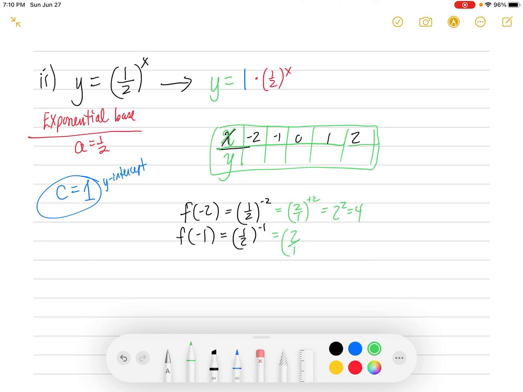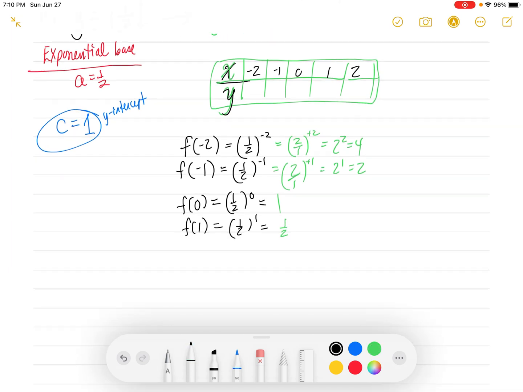Then we're going to find f of -1, which is 1/2 to the -1 power. A negative exponent tells you to flip your fraction. So your fraction is going to be 2/1, raised to the +1 power. So 2 to the 1 power is 2. Then we're going to find f of 0. We take 1/2 and raise it to the 0 power. Anything to the 0 power is 1. F of 1. Plugging in 1 for x, we get 1/2 to the 1 power, which is 1/2.